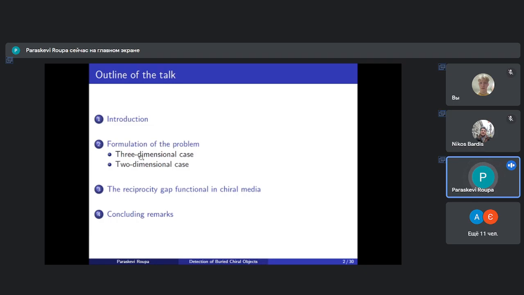First of all, we will start with the three-dimensional case, and then we are going to reduce it to a two-dimensional case. The reason that we need to formulate the problem in two dimensions is that it is much easier to solve, and then we can obtain an approximation of the corresponding three-dimensional problem in which we want to estimate the solution. In order to do this, we are going to use the reciprocity gap functional, which is modified in order to work in chiral media. We will end this presentation with some concluding remarks.